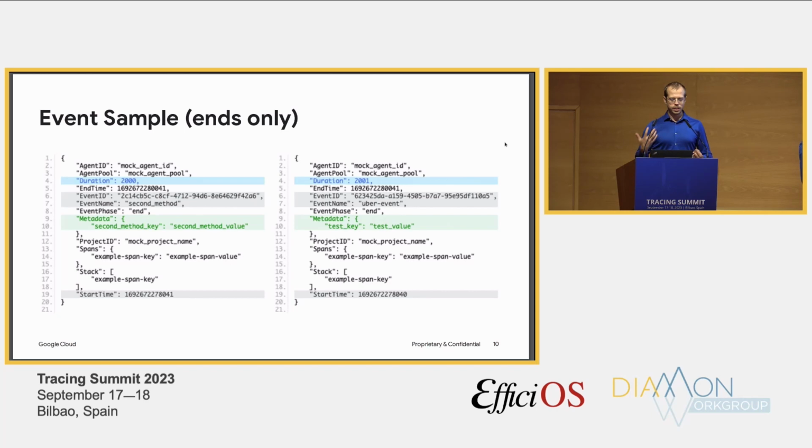So you can see this key value that we added in the function is available under the metadata heading, and spans that were added somewhere in the stack appear in both. So this example span key, example span value could be something like the file name that's being transferred, like I was mentioning before.